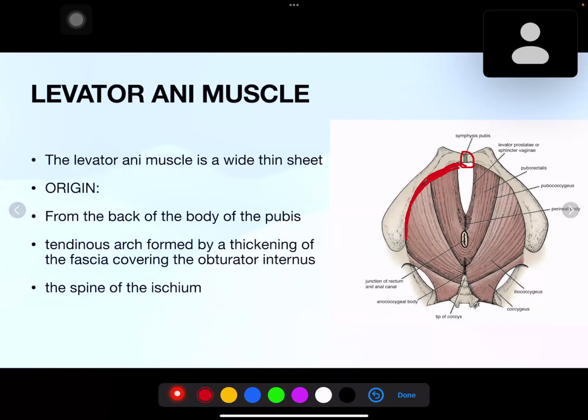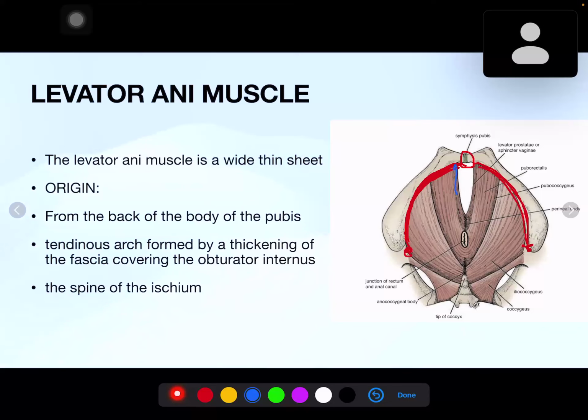This part is actually, if you see the lateral view, then this would be actually the obturator internus covering fascia. Okay, so here the pubic bone, the obturator internus covering fascia. And this is the third point would be the spine of ischium. Okay, so these are the origin points of levator ani muscles. Okay, so how it arises and how it is inserted.